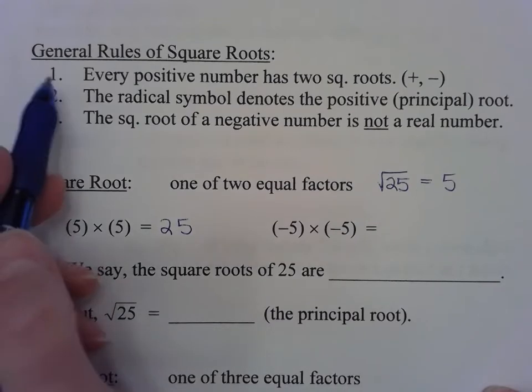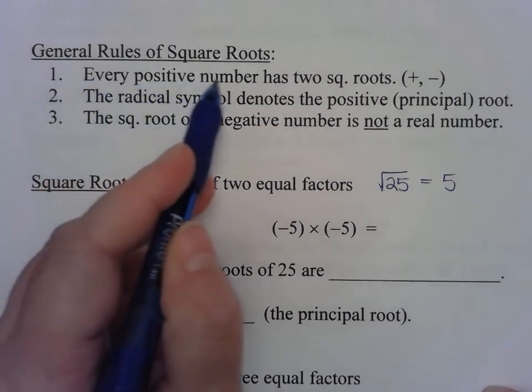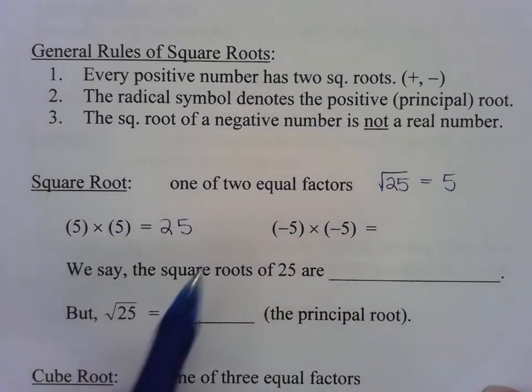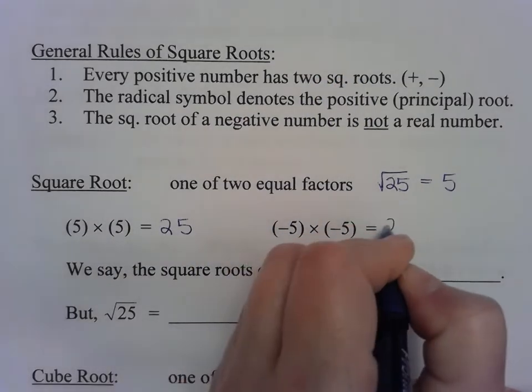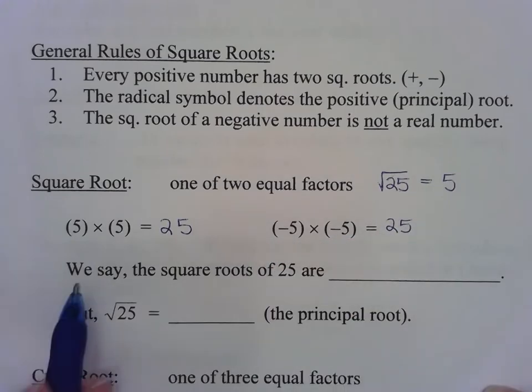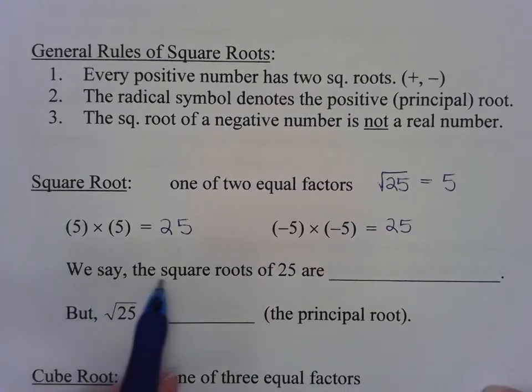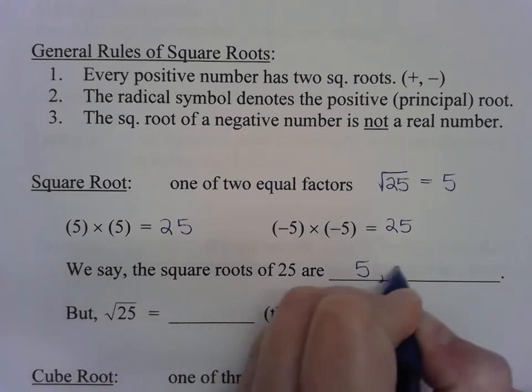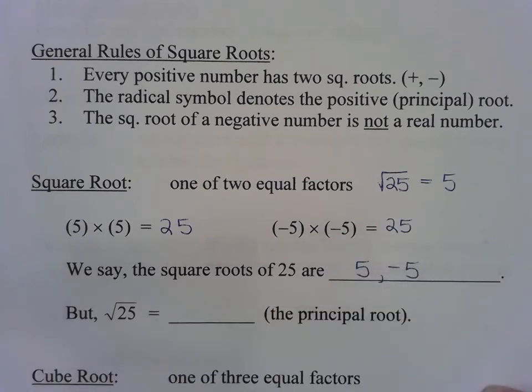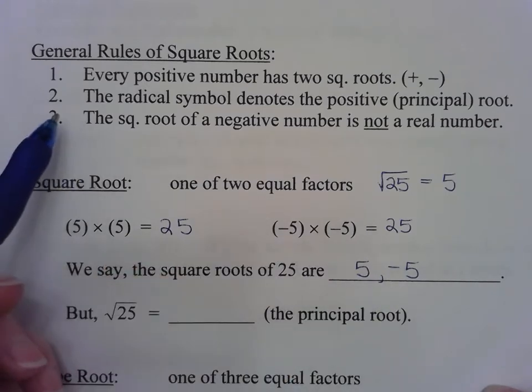What we're saying here in the first rule that I've got written here is that I could also do negative 5 times negative 5. And that would also give me 25. So if we're saying it in words, we would say the square roots of 25 are 5 and negative 5. Okay, but we don't always talk about the negative 5, and so number 2 kind of addresses that.